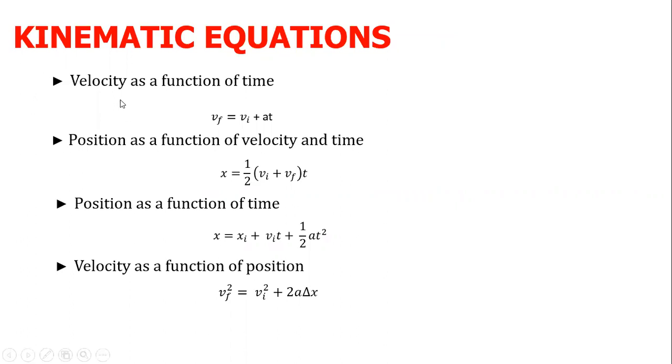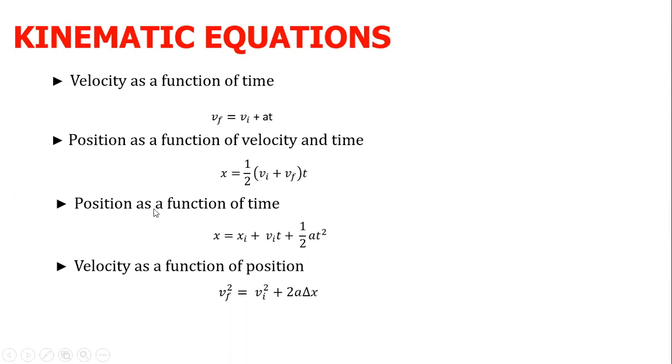Una, meron tayong velocity as a function of time. So that is final velocity is equal to initial velocity plus the product of acceleration and time. Next, we have position as a function of velocity and time. So that is final position is equal to 1/2 times initial velocity plus final velocity times time.